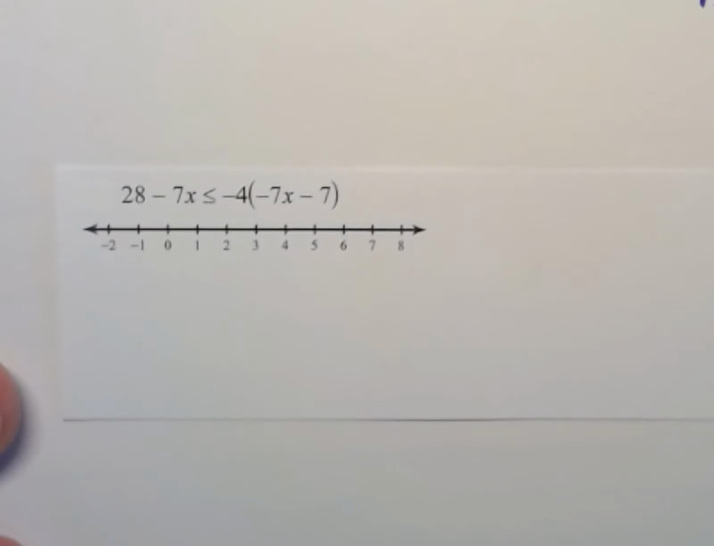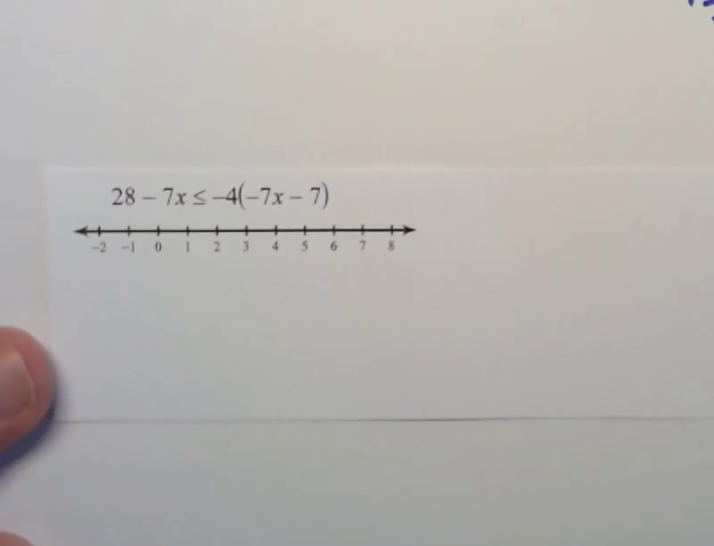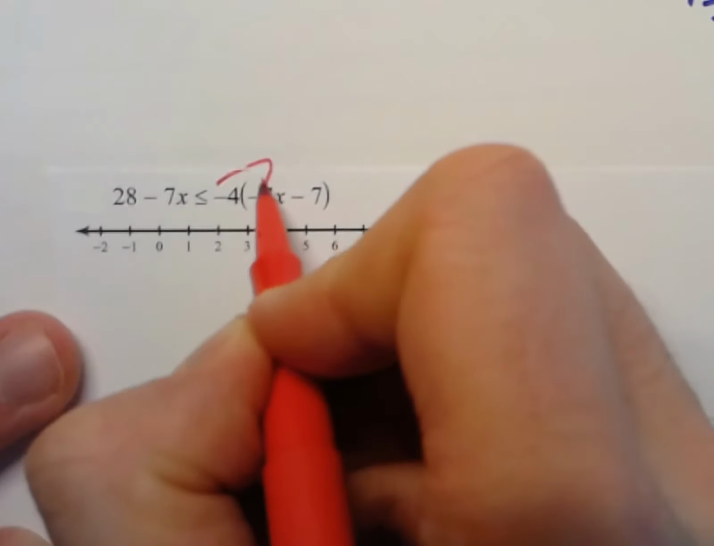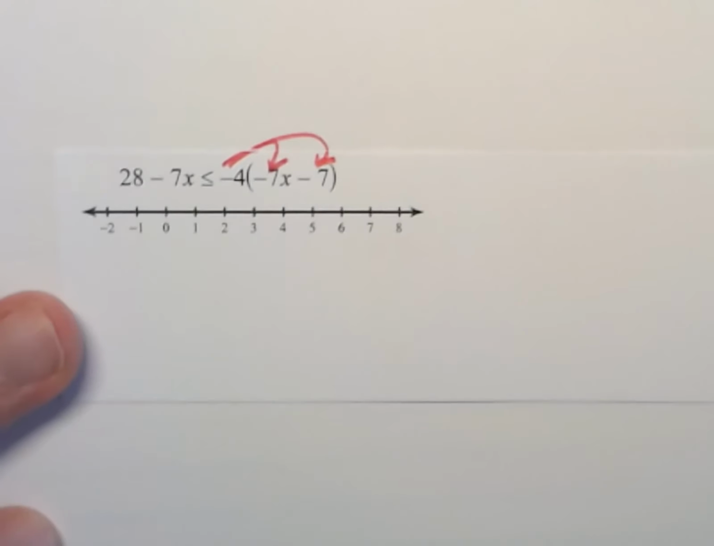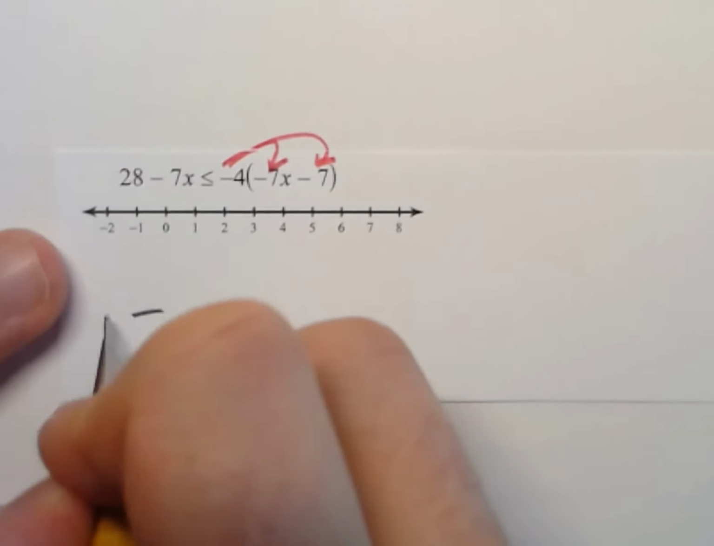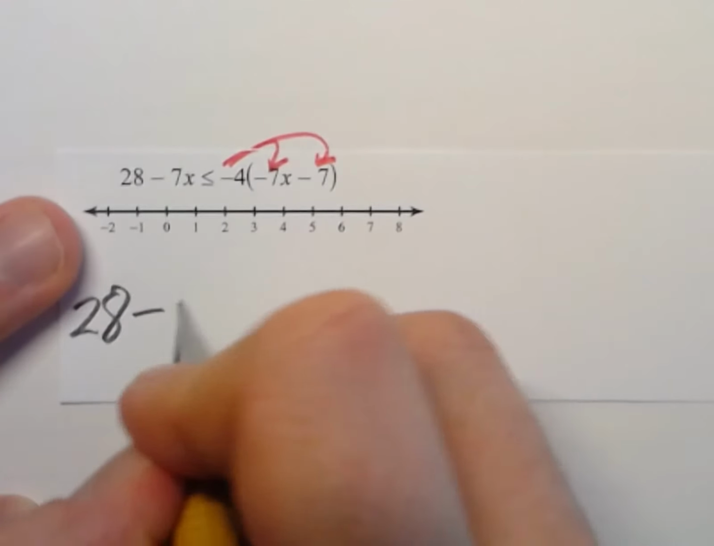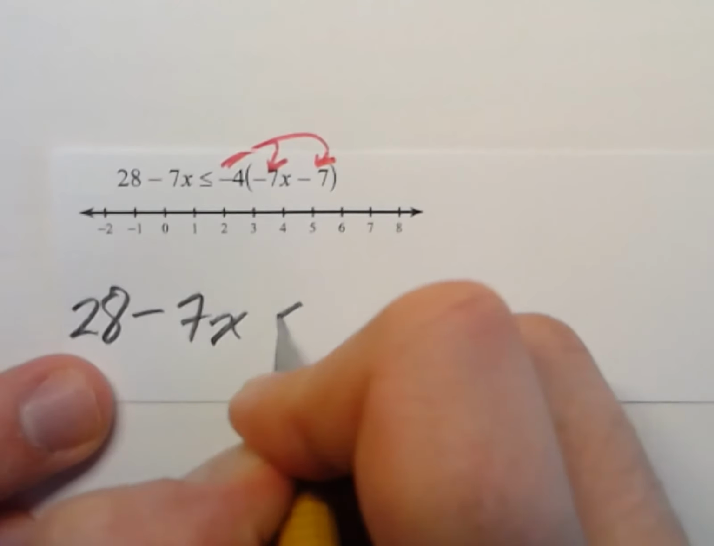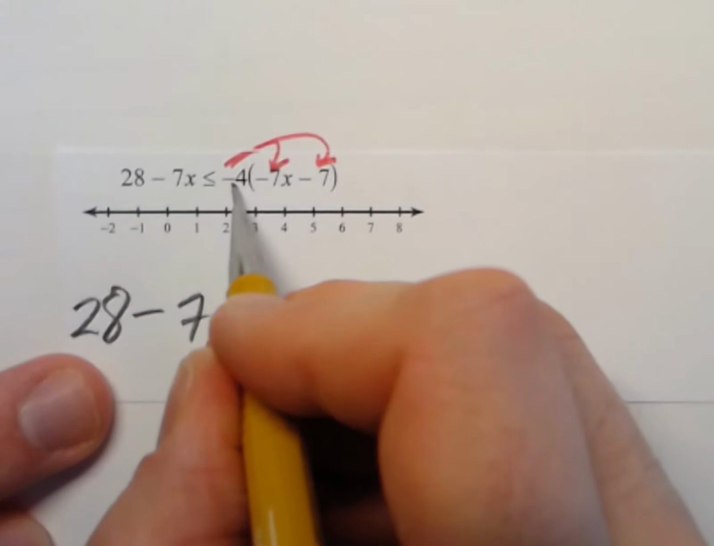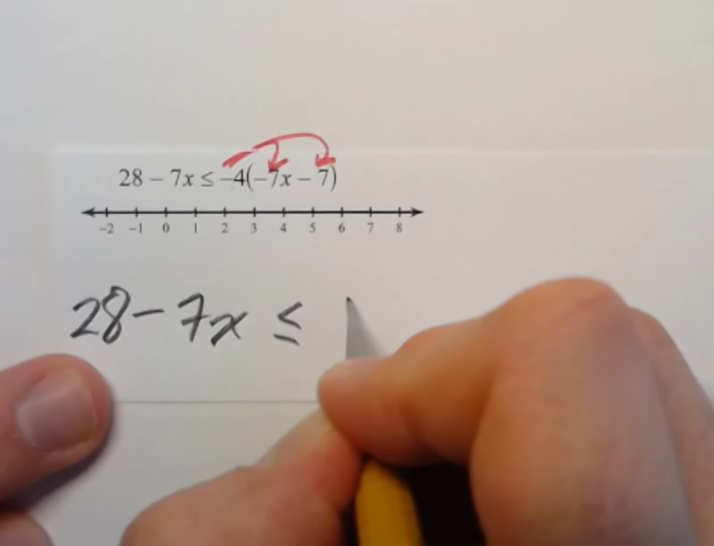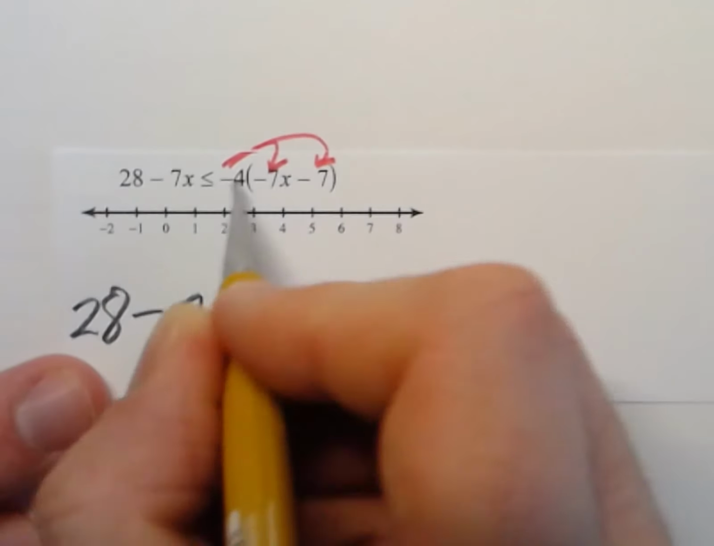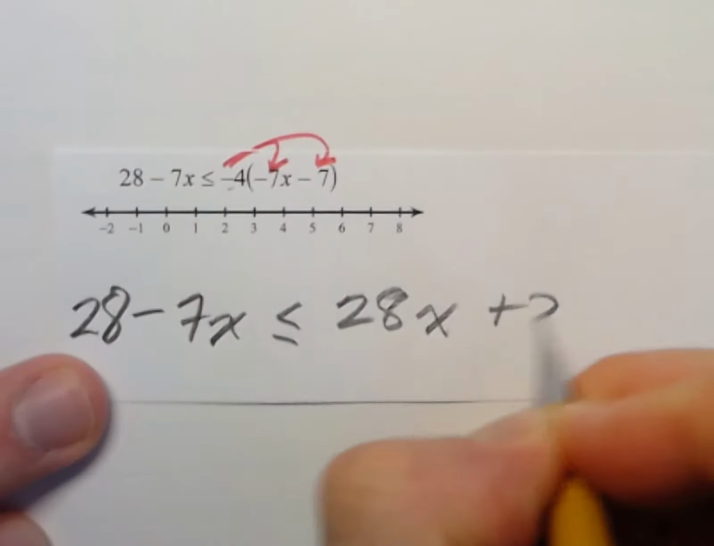Here's another one. I've got just a couple minutes left on the video. We'll just go ahead and do it anyway. So distribute there and there. Not changing the 28 minus 7x. Negative 4 times negative 7 is a positive 28x, and then that's a positive 28.